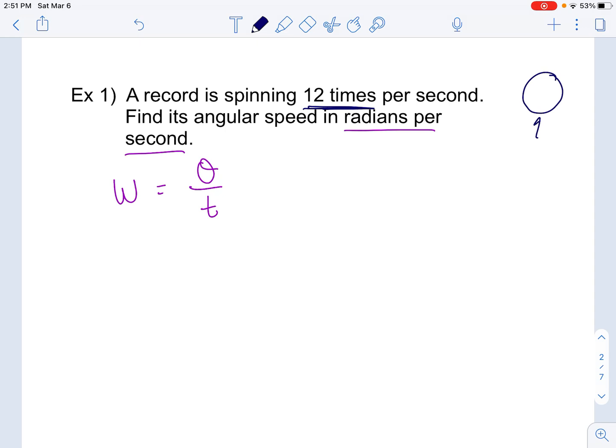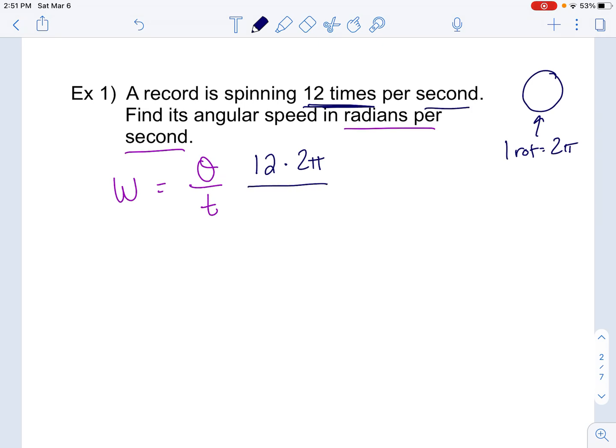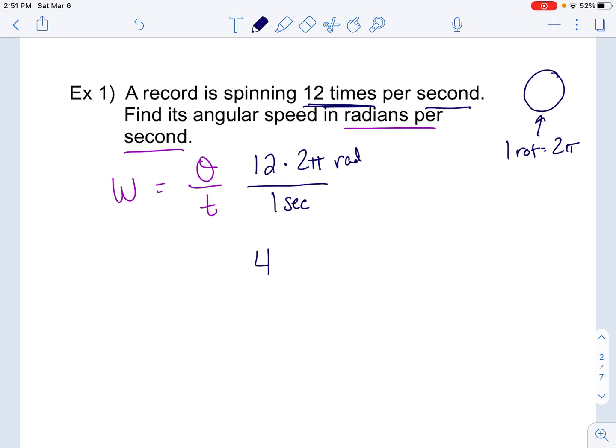If we think about one full rotation, we know one rotation is equal to 2 pi. So if it's spinning 12 times, I have to take 12 times 2 pi to figure out that angle. One revolution is 2 pi, 2 would be 4 pi, 12 of those would be 24 pi. Then the time, it says per second, so I just have 1 second on the bottom. My angle is now in radians because I took 12 rotations multiplied by 2 pi. That gives me 24 pi radians per second.